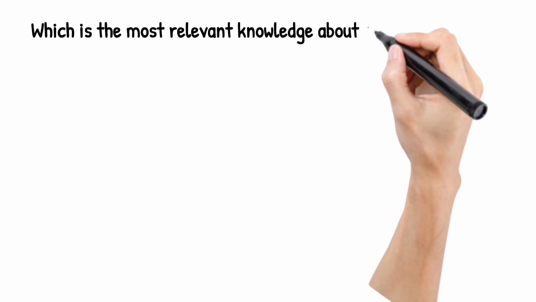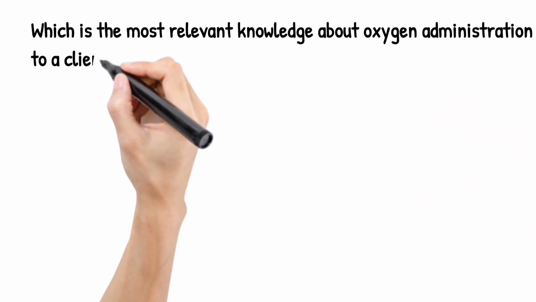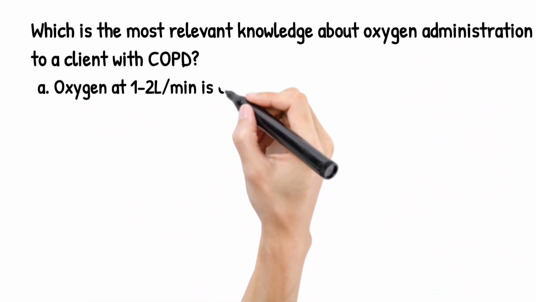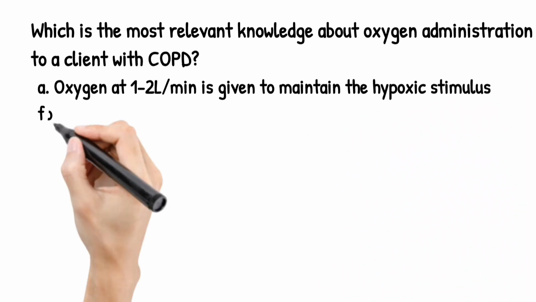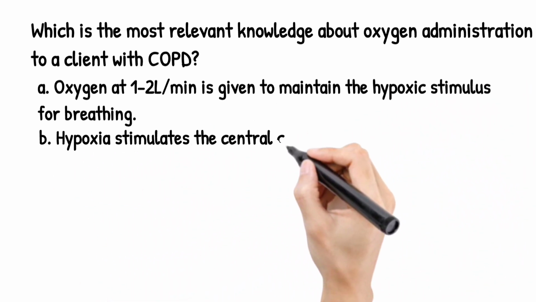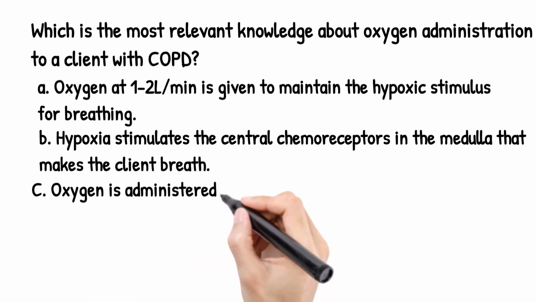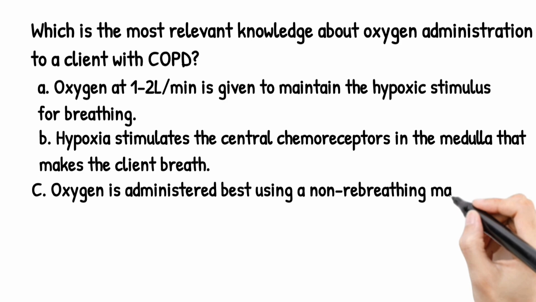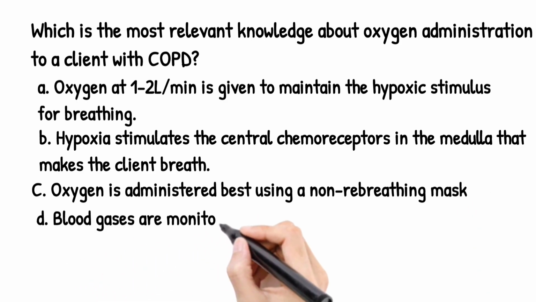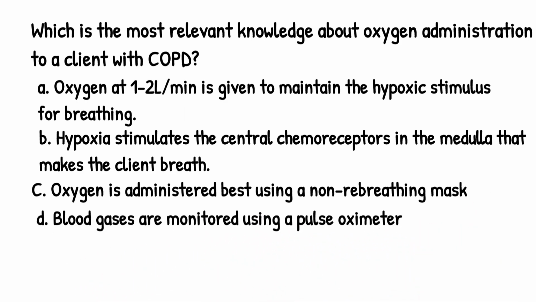Which is the most relevant knowledge about oxygen administration to a client with COPD? The options are: Option A, oxygen at 1 to 2 liters per minute is given to maintain the hypoxic stimulus for breathing. Option B, hypoxia stimulates the central chemoreceptors in the medulla that make the client breathe. Option C, oxygen is administered best using a non-rebreathing mask. Option D, blood gases are monitored using a pulse oximeter.